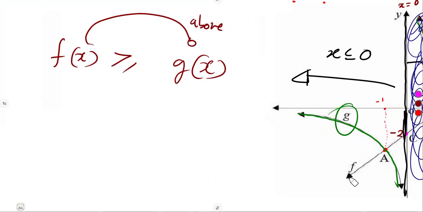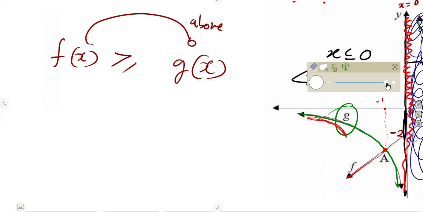So if we consider our f from here to point A, it is below G, as we can see, this is our G. It is below this one. But as we move from point A to our y-axis, we can see this small distance that is left here, this small distance that I'm indicating, this one.